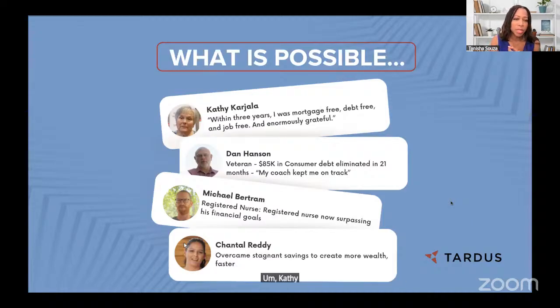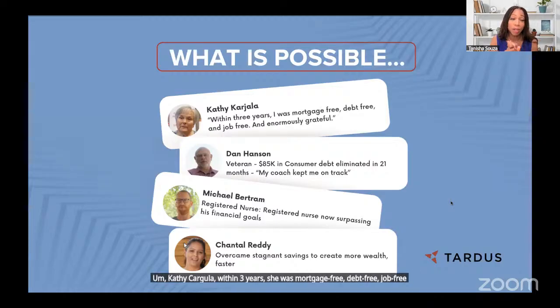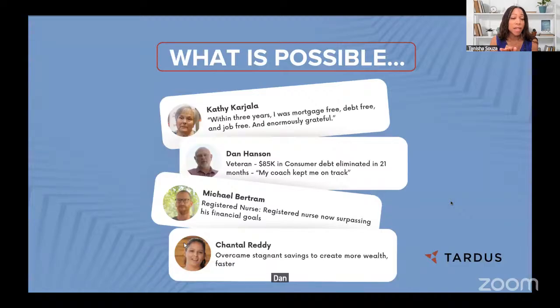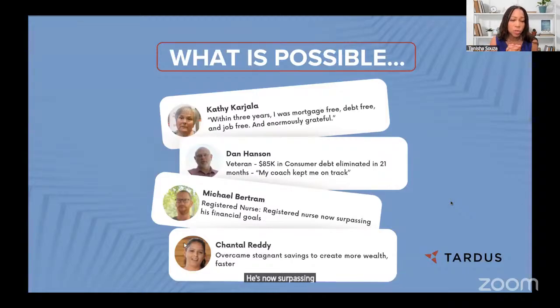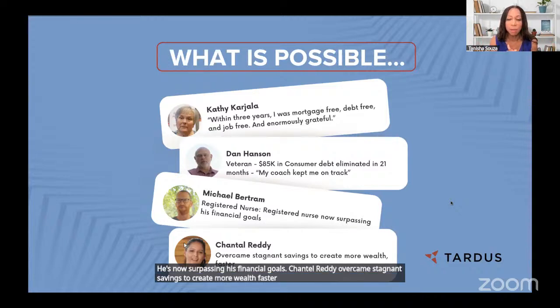Kathy Cardula, within 3 years, was mortgage-free, debt-free, job-free, and enormously grateful. Dan Hansen is a veteran. $85,000 in consumer debt was eliminated in 21 months. He said, my coach kept me on track. Michael Bertrand, registered nurse, is now surpassing his financial goals. Chantel Reddy overcame stagnant savings to create more wealth faster. These are just a few examples.